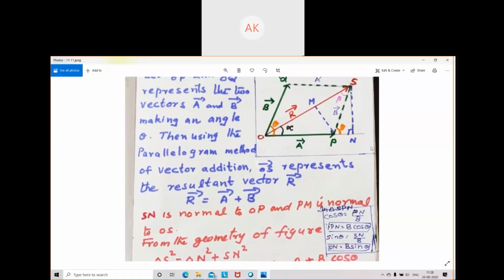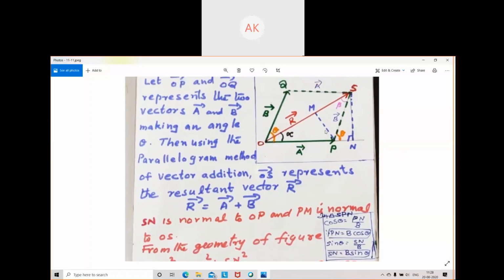So for finding its magnitude, what we do is we extend this line to use the Pythagoras theorem. We are making it a right angle triangle. So extend OP, and from S you draw a perpendicular. So this becomes a right angle triangle now. Which one? OSN becomes a right angle triangle now.